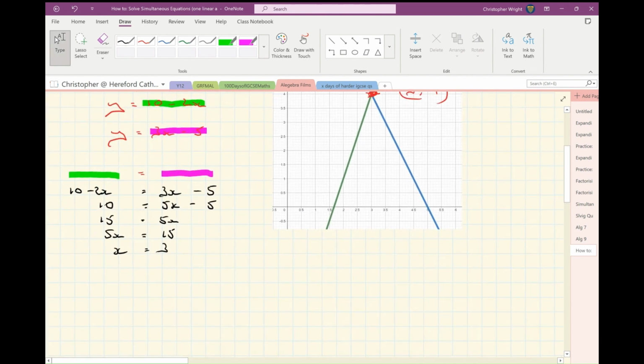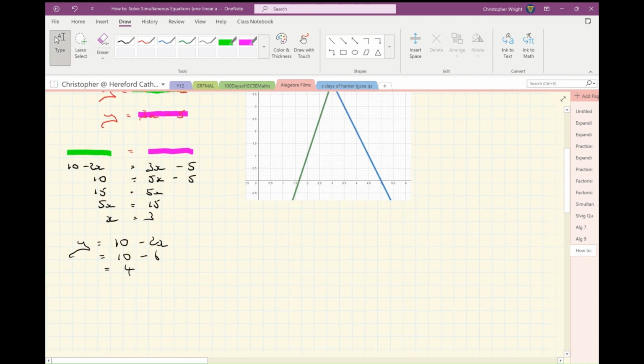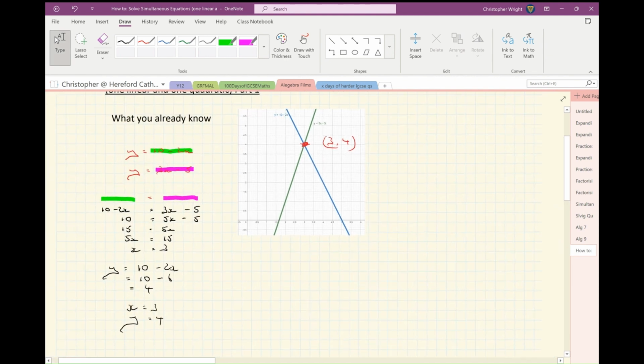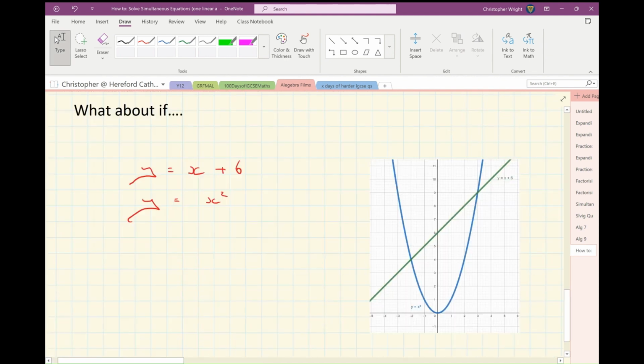How am I going to find y? Well, the answer is you can substitute that value for x into either of your two equations. I'm going to substitute it in the top one. y equals 10 minus 2x. So y will be 10 minus 2 3s, which is 6. So y will be 4. You could check that solution in the second equation, of course. And so the answer is x equals 3 and y equals 4. There you are. The algebraic answer agrees with the graphical one.